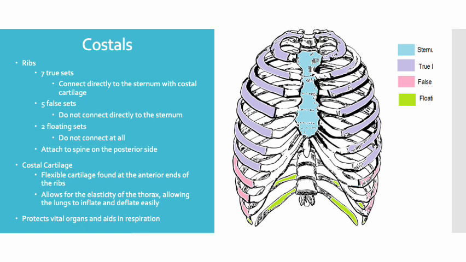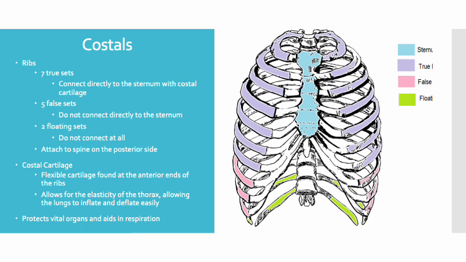If you look at the pink ones, you can see how the cartilage all attaches together and then that attaches to the sternum. The ribs themselves don't actually directly attach to the sternum. Those are false ribs. And then the very bottom, you have these green floating ribs. These ribs do not attach to the sternum in any way. They only attach to the T11 and T12 vertebrae of the spine.